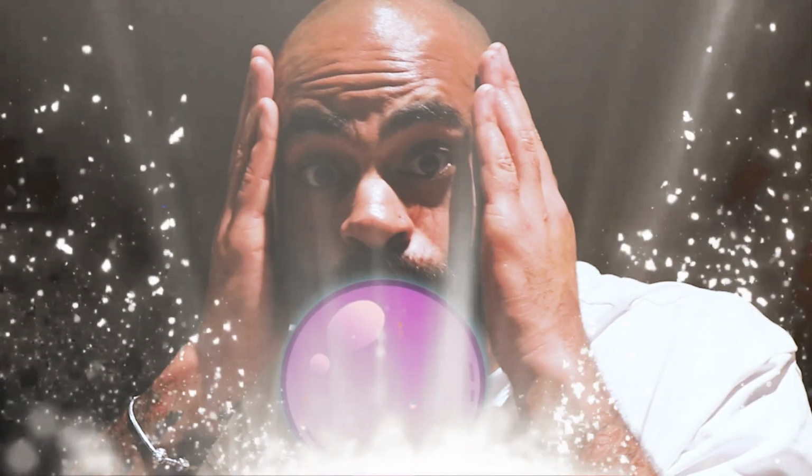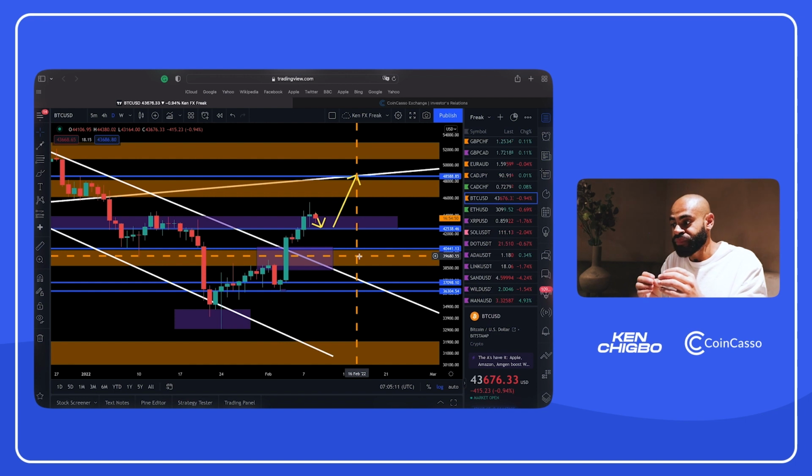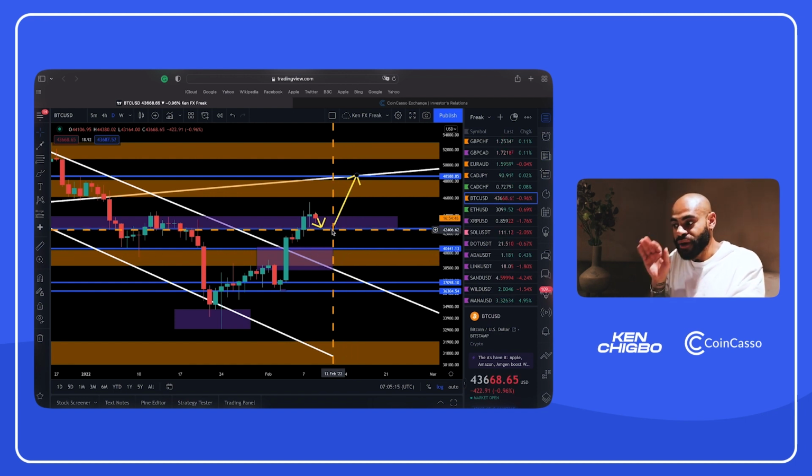So I don't have a crystal ball, okay? Take what I'm saying as a little bit of guidance, and just monitor for yourself what happens here around this key area.